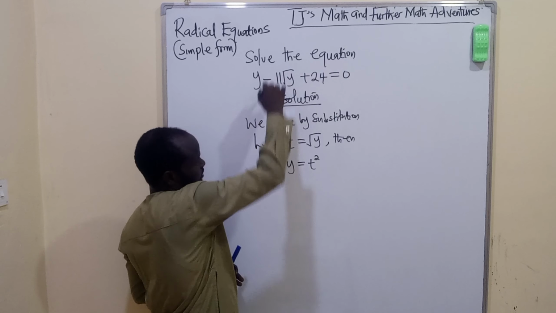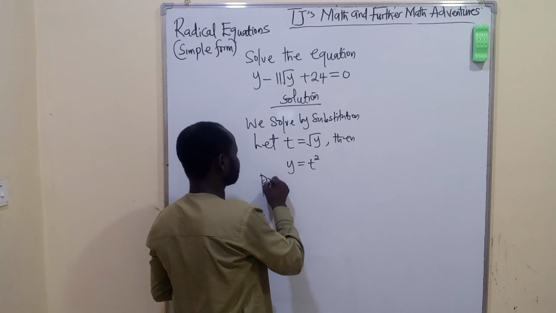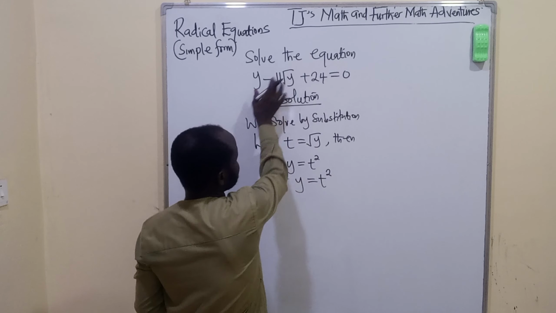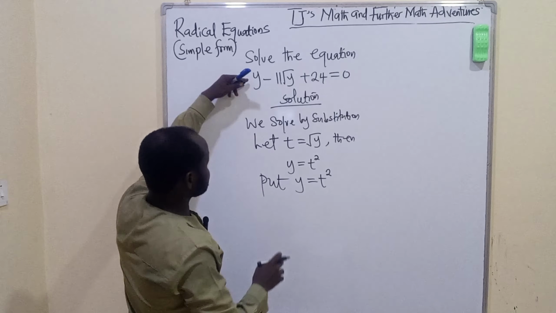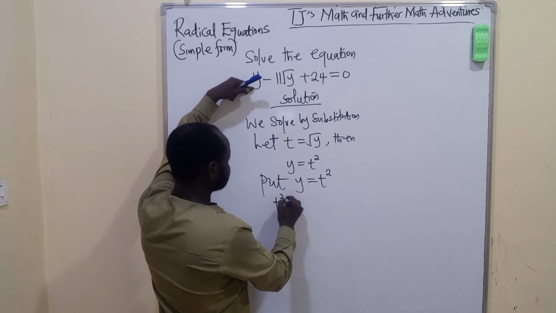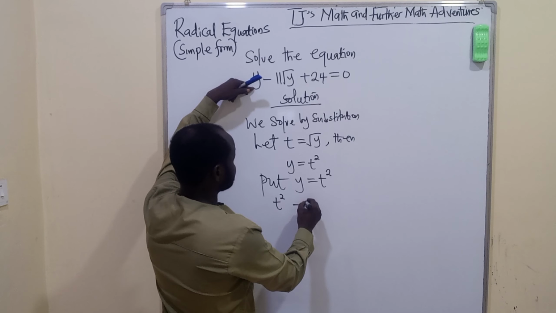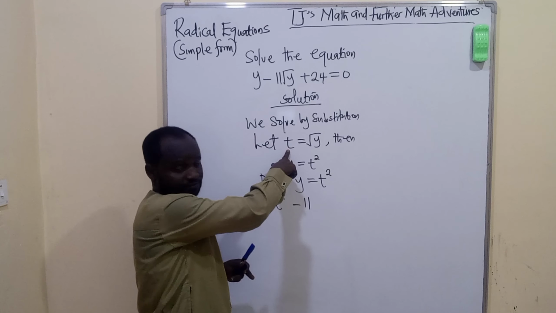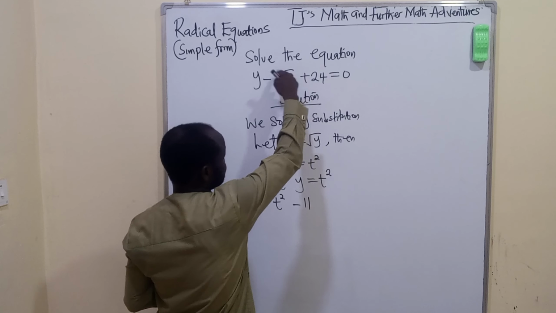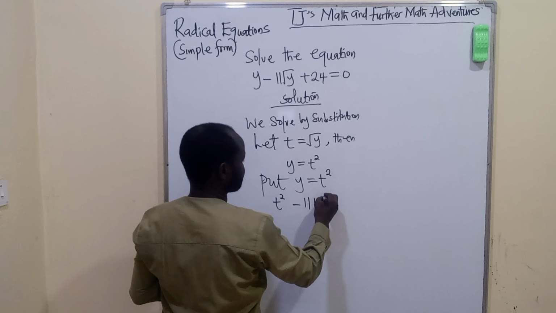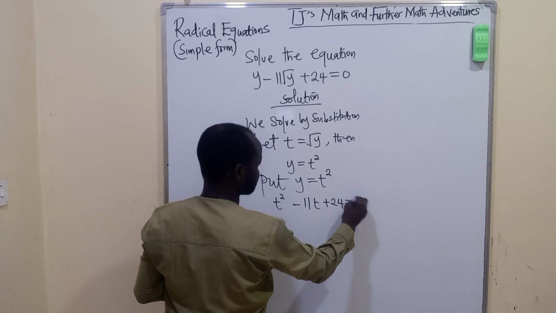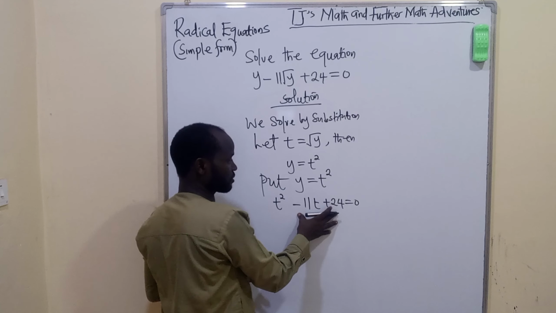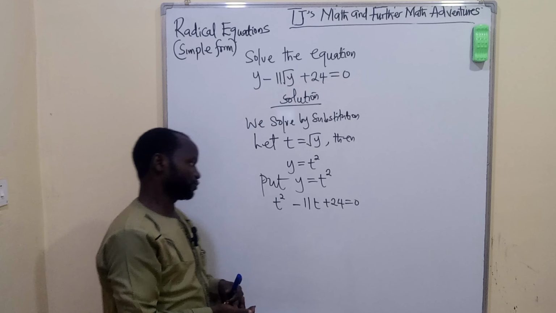Anywhere we see y here, we put t squared. So we put y equals t squared into the original equation. In place of this y, we'll put t squared, minus 11, but any root y is equal to t. So in place of this root y, we'll put t, plus 24 equals 0. This now becomes our new equation.